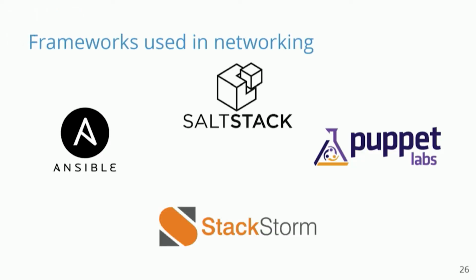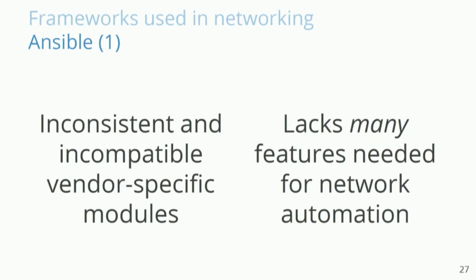In networking, there are a couple of frameworks highly adopted, like Ansible, Salt, Puppet, StackStorm, and also Chef and some others. But those four are the most adopted. And let's have a look at Ansible, for example, the most widely adopted framework. But Ansible contacted the network vendors, and guess what network vendors did? They created divergence. That's what they know best how to do. And they created a couple of modules that are completely incompatible. Juniper provided their modules for Juniper, Cisco provided modules for Cisco, and so on.